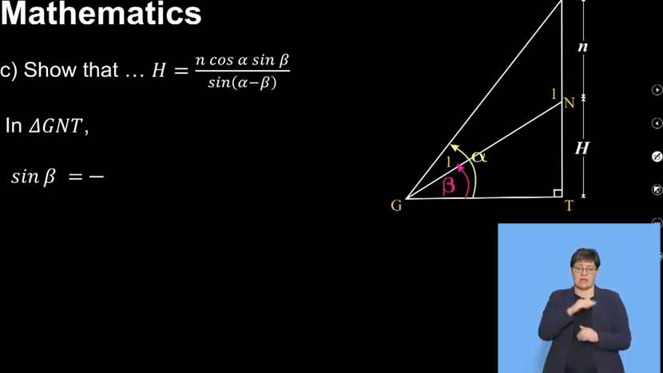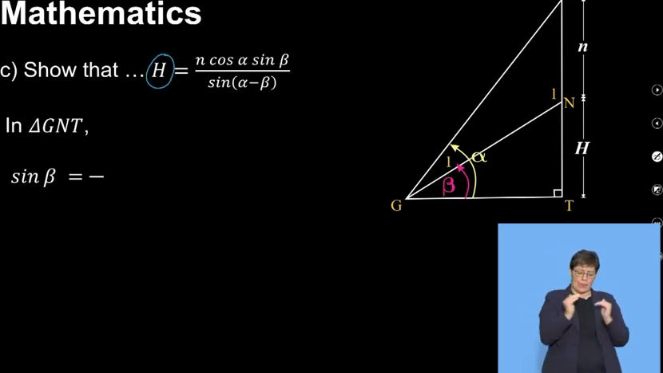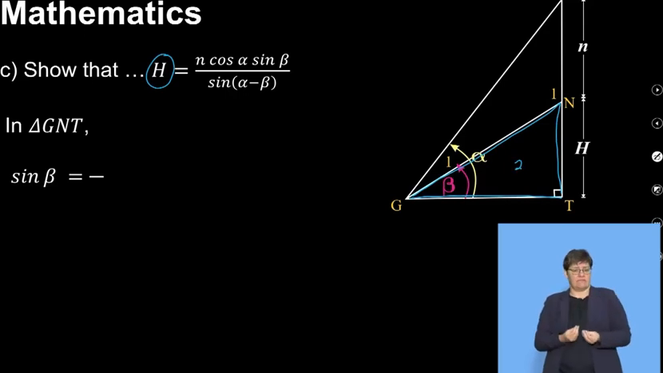Sounds quite complicated, but we know we just need to find an expression for H. H belongs to this small triangle here. If we look at the information we have on this triangle, we've got beta and we've got H. So it's easy. It's a right angle triangle. We only need two bits of information and we have them. We've got H and we've got beta, so we can rewrite an expression.